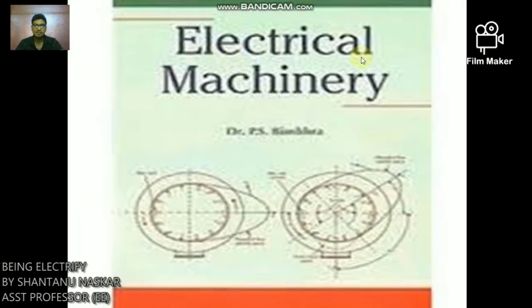Then this is Electrical Machinery by Dr. P.S. Bimbhra. Actually, in my choice, this book is the best book on electrical machines. But for diploma engineering, this book is a little bit tough. But if you understand all about this book, then your machine subject will be very clear.